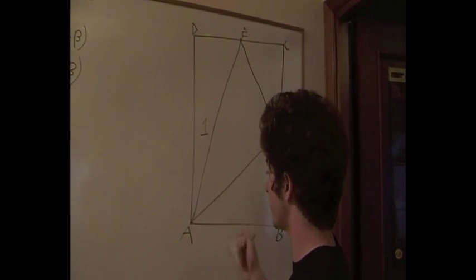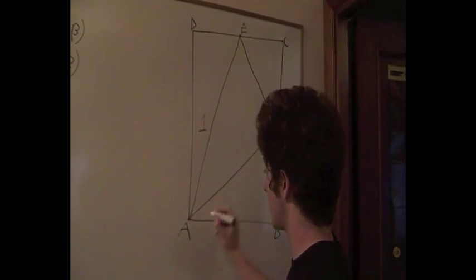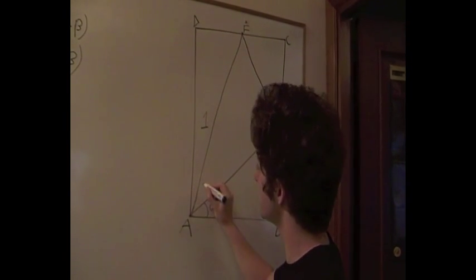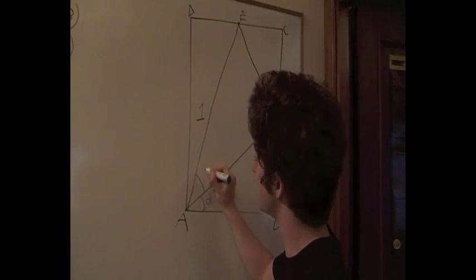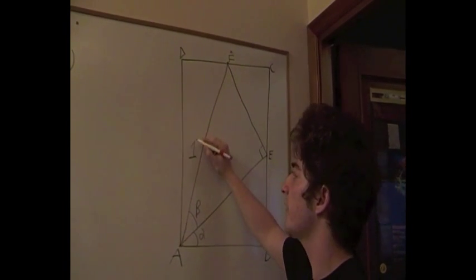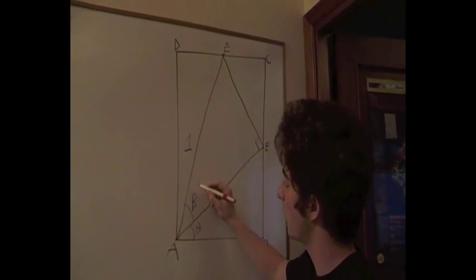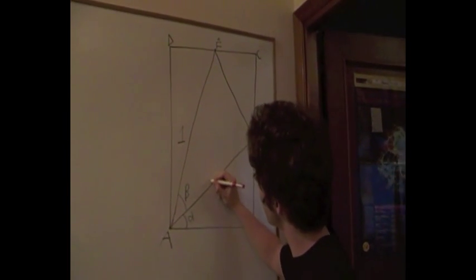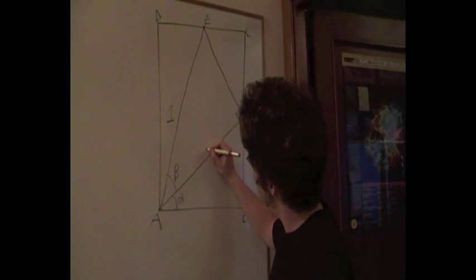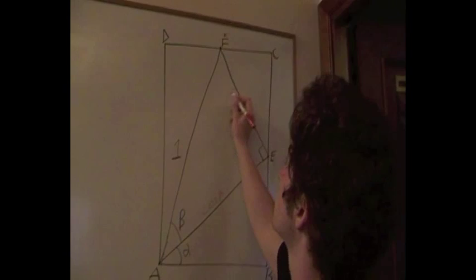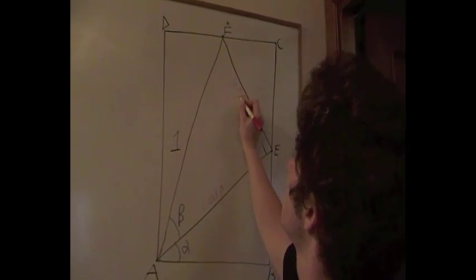This angle here, between A, B, and E, we're going to call alpha, while this one is going to be beta. Now, A to E, well, it is the hypotenuse times what? The cosine of beta. Therefore, this will be the cosine of beta. And this will be the sine of beta.